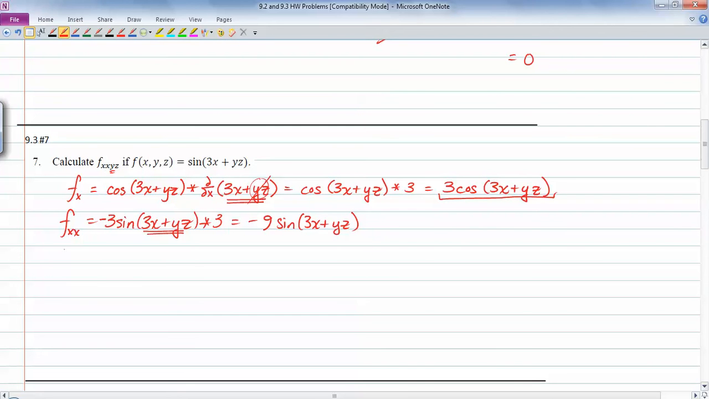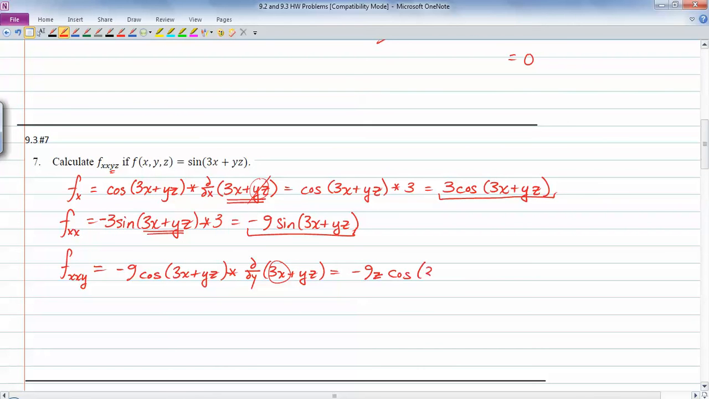So now we got a y. So we'll go f sub x x y. So we're going to take the derivative of this with respect to y. So first the derivative of the main thing. So it'll be negative 9 cos 3x plus yz, and then times the derivative with respect to y of the inside. So now z and x are the constants, so that's going to turn into 0, and yz, the derivative of yz with respect to y is just going to be z. So this is going to turn into negative 9z cos 3x plus yz.